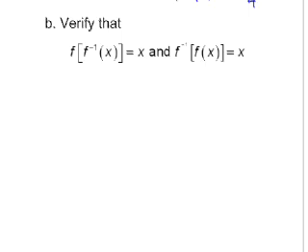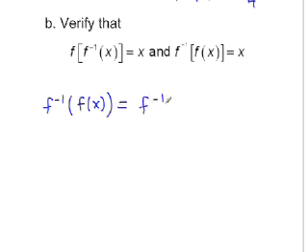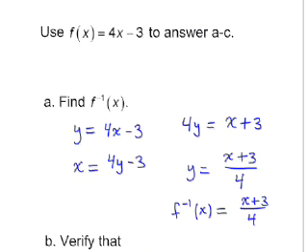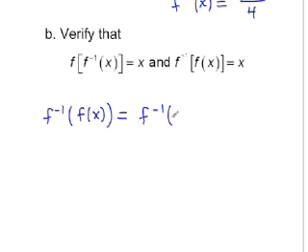We need to verify, does f inverse of f of x equal x? So what is f inverse of f of x? Well, let's take out the f of x and substitute in what it's equal to. F of x, again, was equal to the 4x minus 3 given to us at the beginning. So we're going to evaluate f inverse of 4x minus 3. And f inverse, remember, is the function we found in part A.